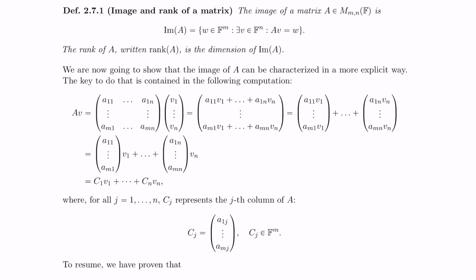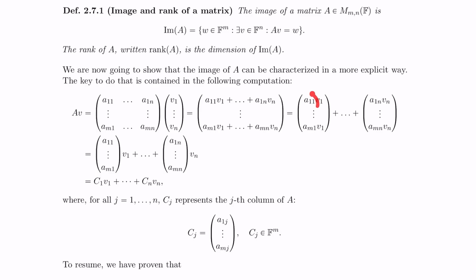We're now going to show that the image of A can be characterized in a more explicit and efficient way. To do that, we must explicitly perform this matrix product, obtaining this column vector here. However, as you can see, we can write this column vector as the sum of n column vectors like this. Notice that these vectors here have a particular form. In fact, the jth vector coincides with the jth column of the matrix A multiplied by the jth component of the vector v.